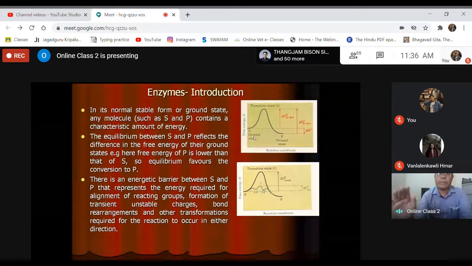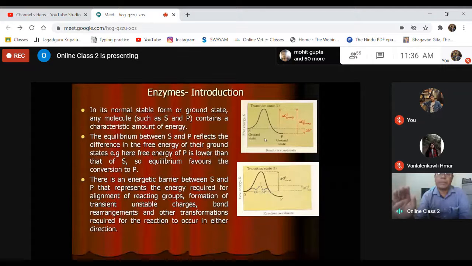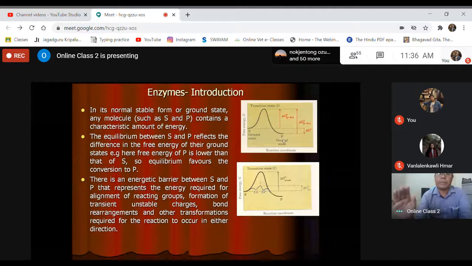The reaction, that is the conversion of this S to the P, will naturally occur without the enzymes also. But the rate at which this substrate is converted to the P will be very slow in the absence of the catalyst or the enzyme. So what does the enzyme do? The enzyme increases the rate of conversion of the S to the P. Okay, so that is the role of the enzyme.